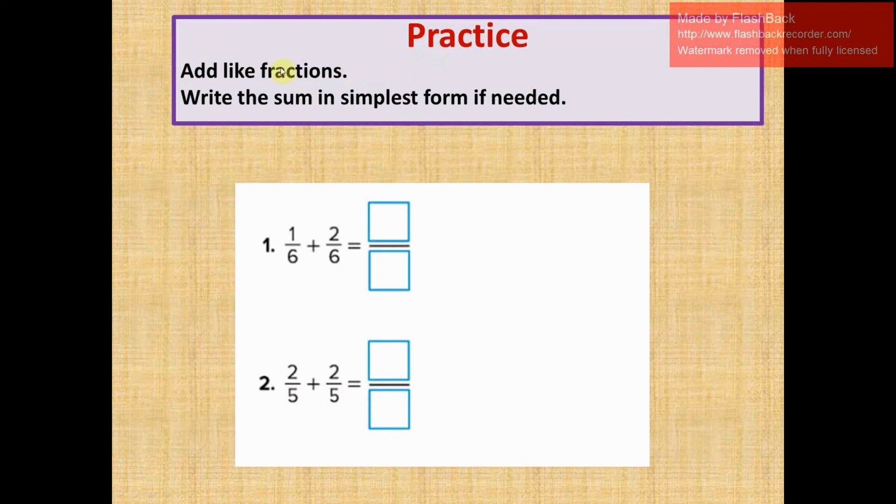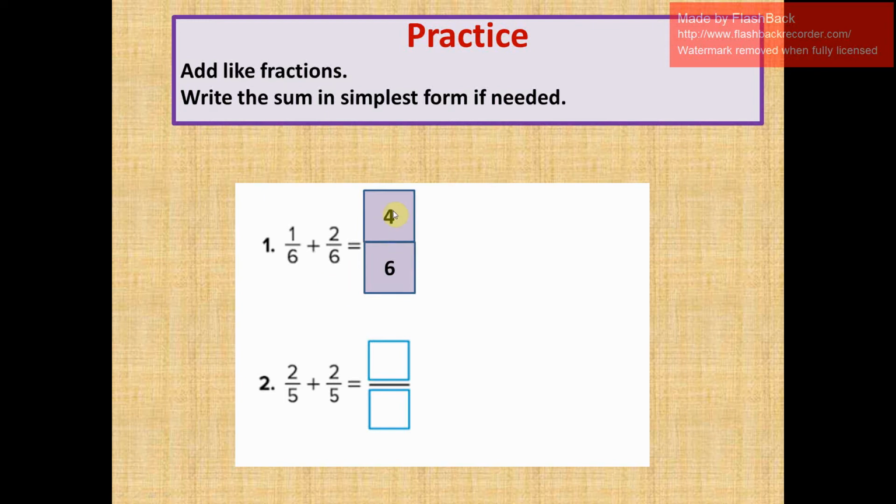Now let's practice. To understand the lesson, as usual, you have to do extra practice. Let us do example number 1. 1/6 plus 2/6. The rule says if you have like denominators, you will keep the denominator, you just add the numerators. So 1 plus 2 equals 3, and you will keep 6, so the answer is 3 over 6.